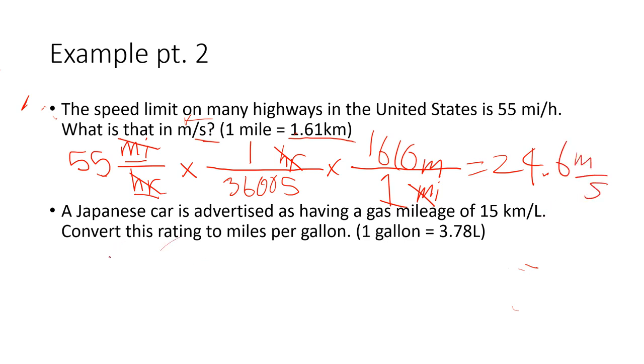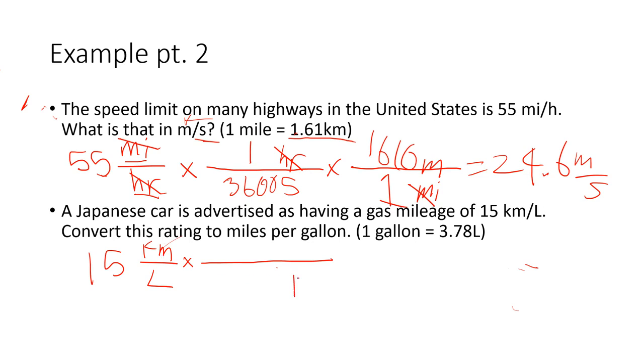A Japanese car is advertised as having a gas mileage of 15 kilometers per liter. Convert this rating to miles per gallon. Same as the previous question. It's a fraction of units, kilometers per liter. Let's get rid of these kilometers and convert it into miles. My bad. Did I say liters to miles? No, I mean kilometers to miles.